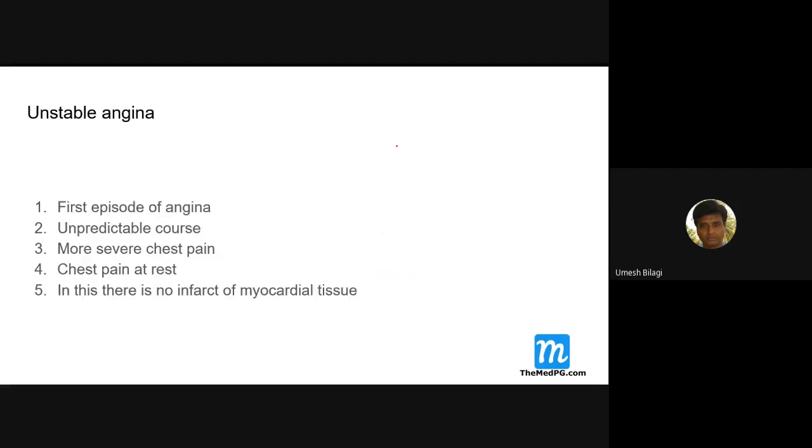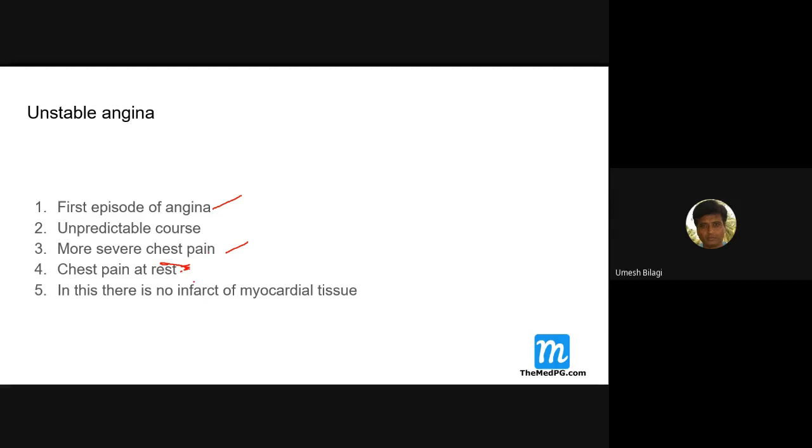Stable angina. Now, unstable angina means you don't know the case. When a case comes for the first time with chest pain, you never know what it is. It can progress, it can stay, or it can wreak havoc. So the first-time chest pain has an unpredictable course. A more severe form of chest pain, chest pain coming at rest, is not stable angina, it is unstable angina.